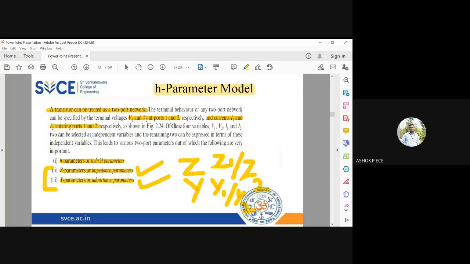Okay, so out of the 4 variables V1, V2, I1, and I2, you can have 4 combinations, right? So you have four variables V1, V2, I1, and I2. V1, I1 are present at the input side. V2, I2 are present at the output side. So using these four variables, I can frame what is called H parameters or hybrid parameters.